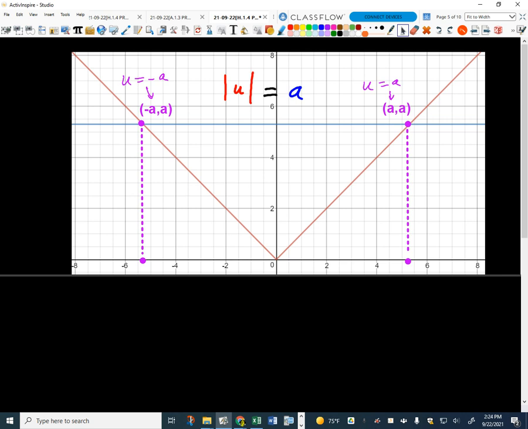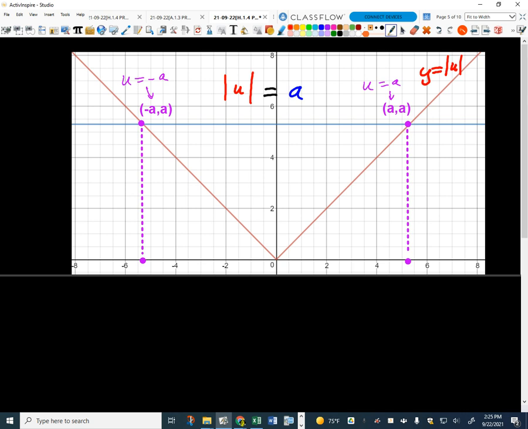Well, if I graph this function, and here's the function f, or I'll just make it y. Y equals the absolute value of U. There's my V shape, right? Just like we got before, only U instead of X this time.